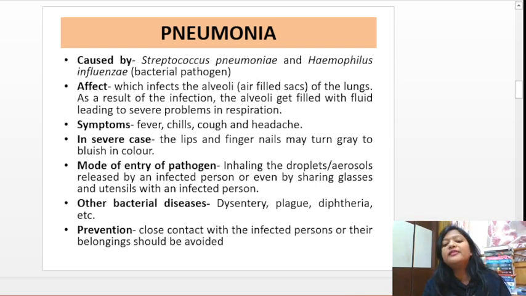So how do you prevent this? Very easy, just try to stay away from people who are suffering from pneumonia. You can be with them, but wear a mask, and don't use the same things that person is using.